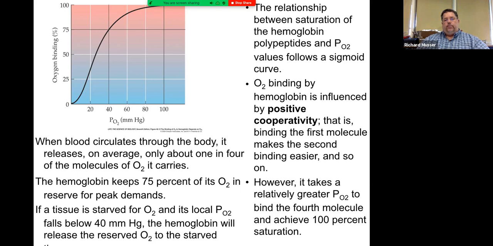So there's a relationship between the saturation of hemoglobin and the oxygen. That's what you see in those graphs there. Oxygen binding to hemoglobin is influenced by positive cooperativity. That is, when the first oxygen binds to the hemoglobin, it makes the rest of the hemoglobin bind on to oxygen rapidly. So that's the other thing. So it's actually easier to cause the hemoglobin to become saturated with oxygen.